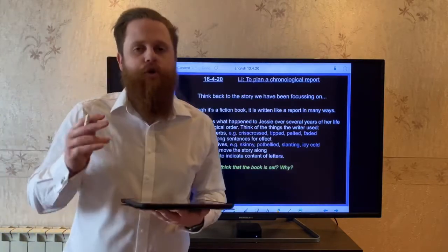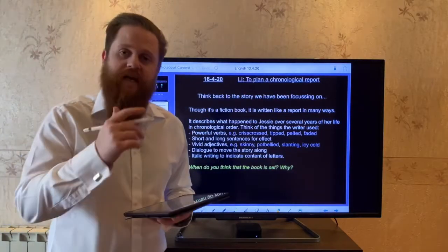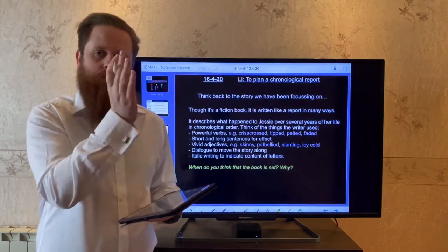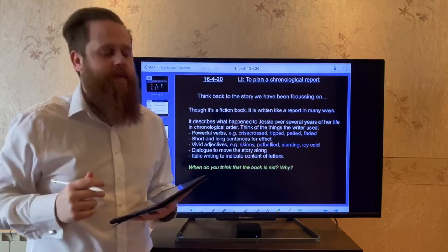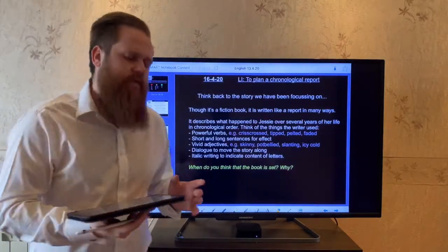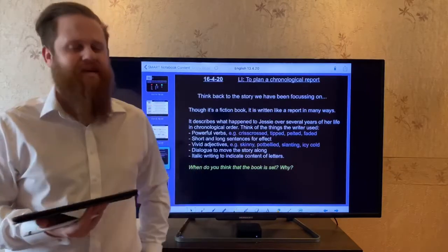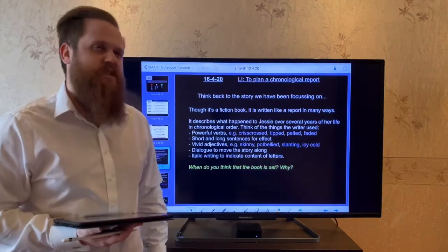And maybe something that you couldn't see, but was in the book, was that any of the letters going back between Jessie and her grandmother were all in italics. They were all slightly slanted to make it look like it had been handwritten. Now, have a think. When do you think this book was set? Was it set 5 years ago? 10 years ago?